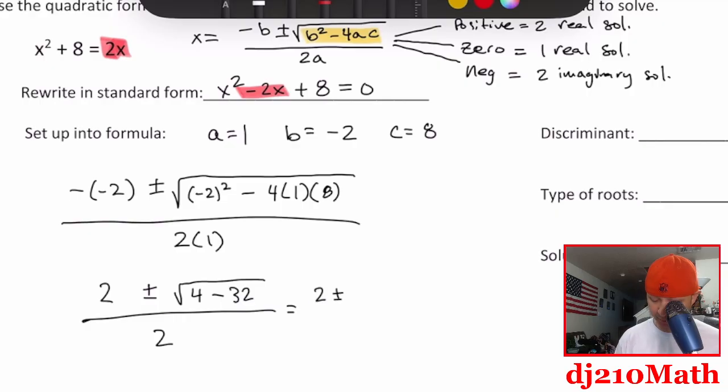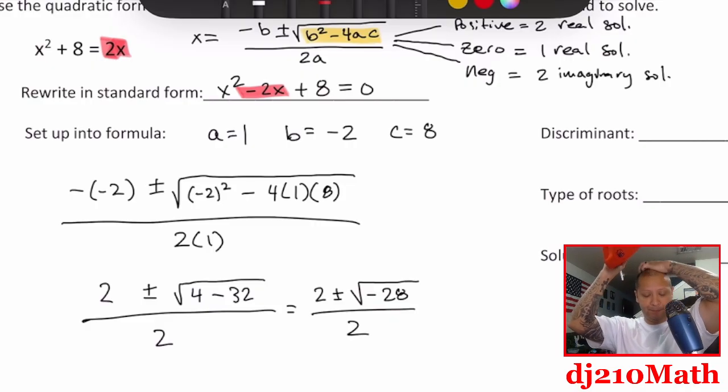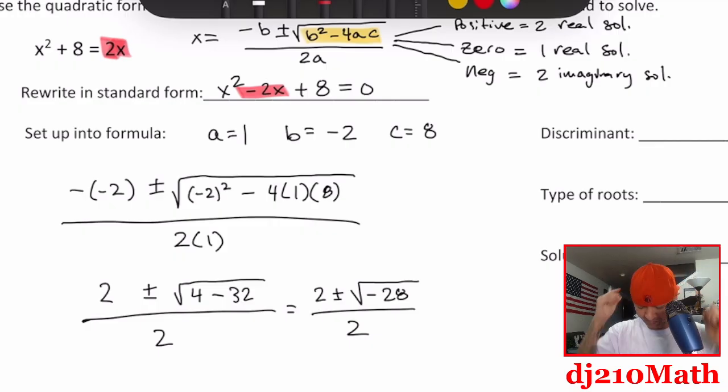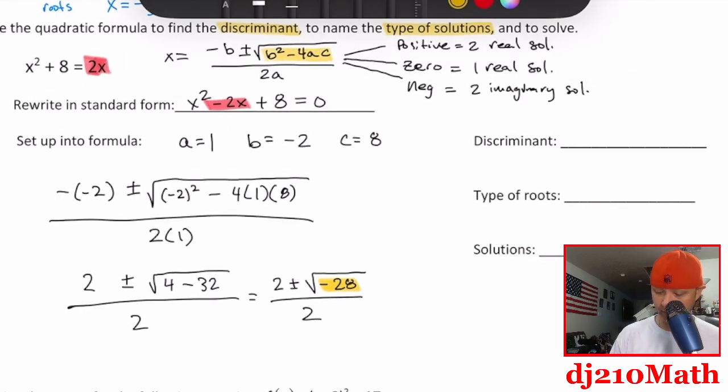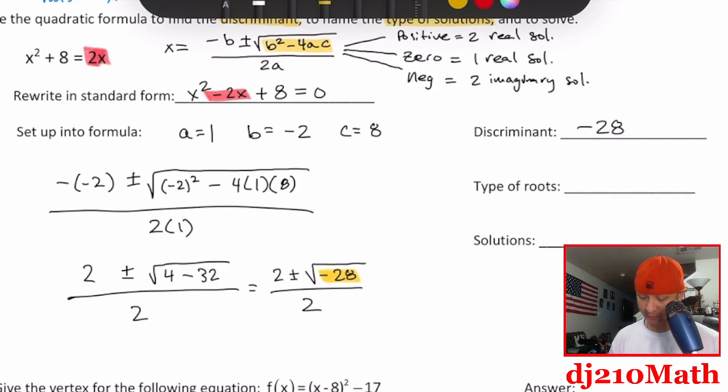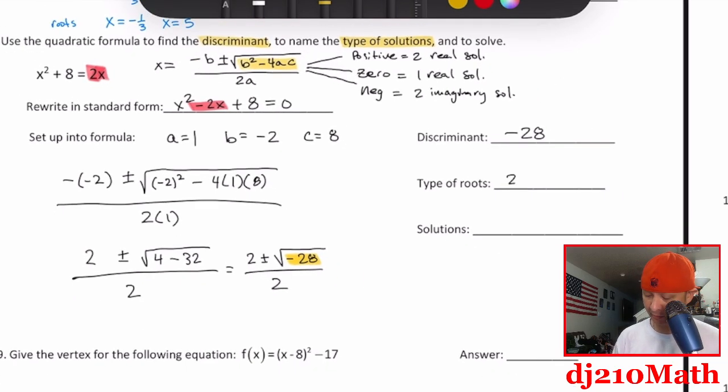2 plus or minus square root. 4 take away 32, negative 28, all over 2. All right. Couple things here. The discriminant is just the part inside. So before we did anything, the discriminant is negative 28. That tells me that it's going to have 2 imaginary numbers, or 2 imaginary roots, rather.